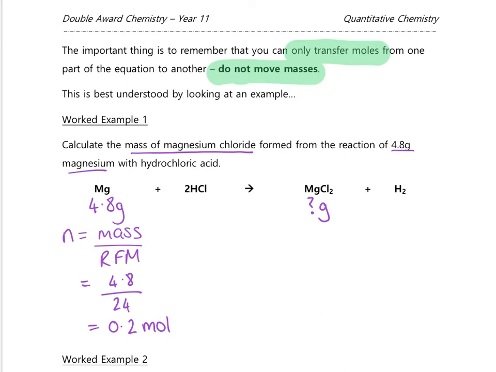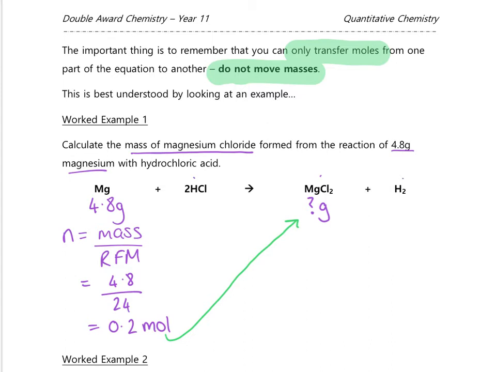Now that I've converted that to moles, I could bring that to any other part of the equation: my hydrochloric acid, my magnesium chloride, or my hydrogen. But the question asks us to work out the mass of magnesium chloride. So I'm going to bring my number of moles over to the magnesium chloride. And I show that by drawing an arrow from the moles that I've just worked out over to my magnesium chloride.